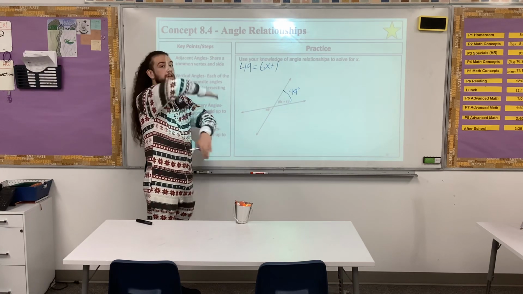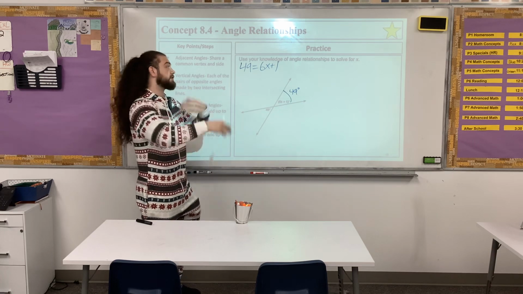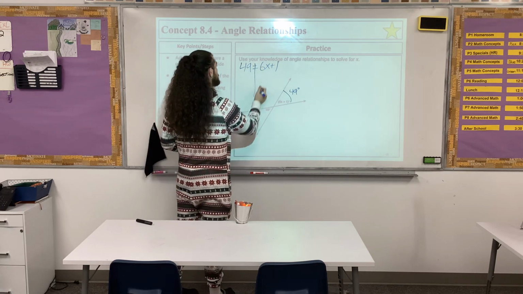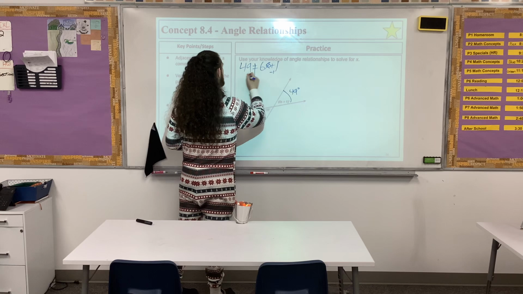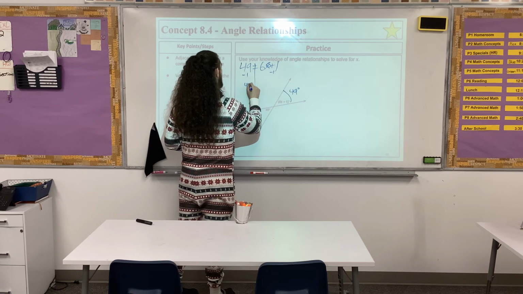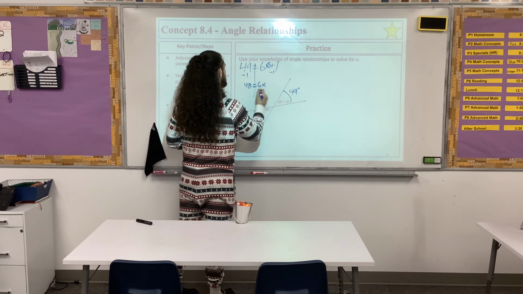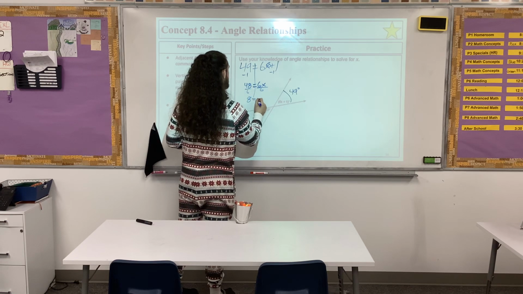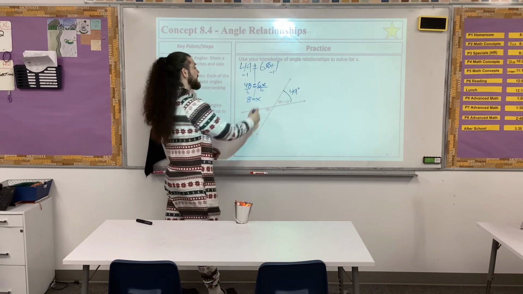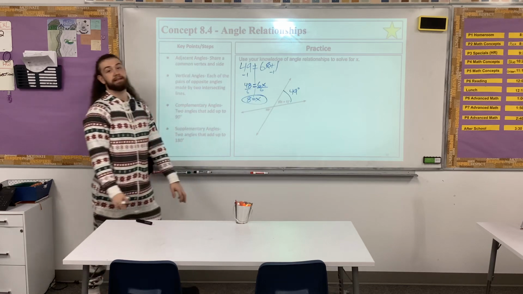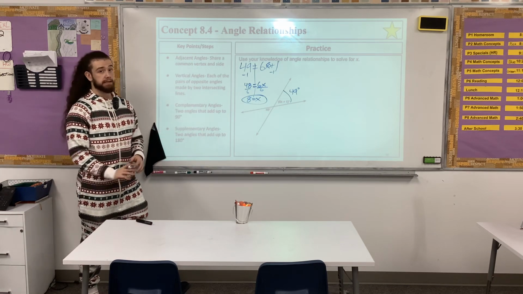Vertical line through the equal sign, circle our variable, and inverse operation. Minus 1, minus 1. That gives me 48 equals 6x. Divide by 6, divide by 6. That gives me 8 equals x. So x is 8. Nice and easy. Vertical angles are always nice and easy.